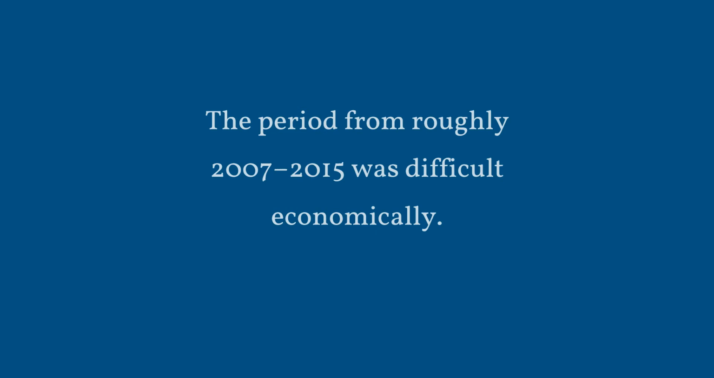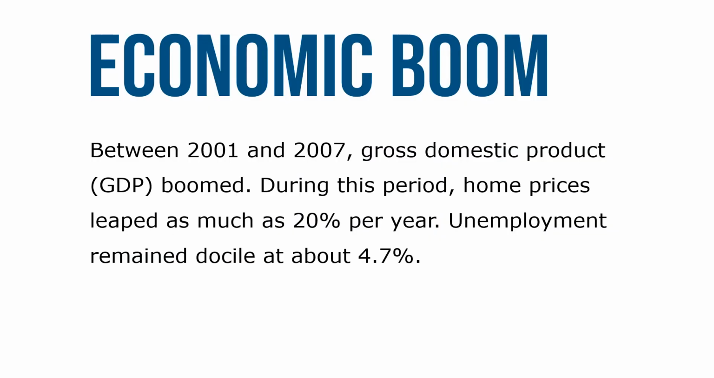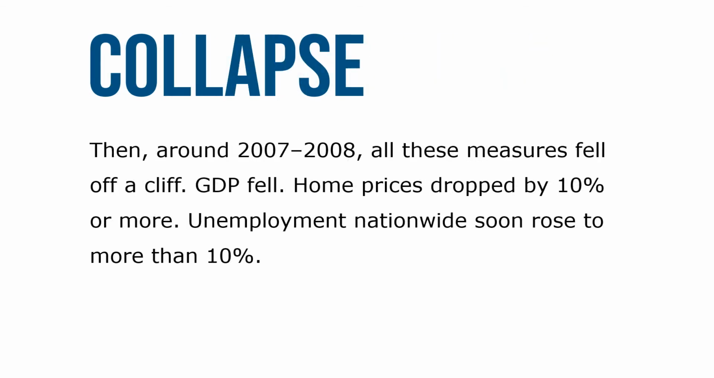The period from roughly 2007 to 2015 was difficult economically. Between 2001 and 2007, gross domestic product, known as GDP, boomed. During this period, home prices leaped as much as 20% per year. Unemployment remained docile at about 4.7%. Then, somewhere between 2007 and 2008, all these measures fell off a cliff. GDP fell, home prices dropped by 10% or more, and unemployment nationwide soon rose to more than 10%.